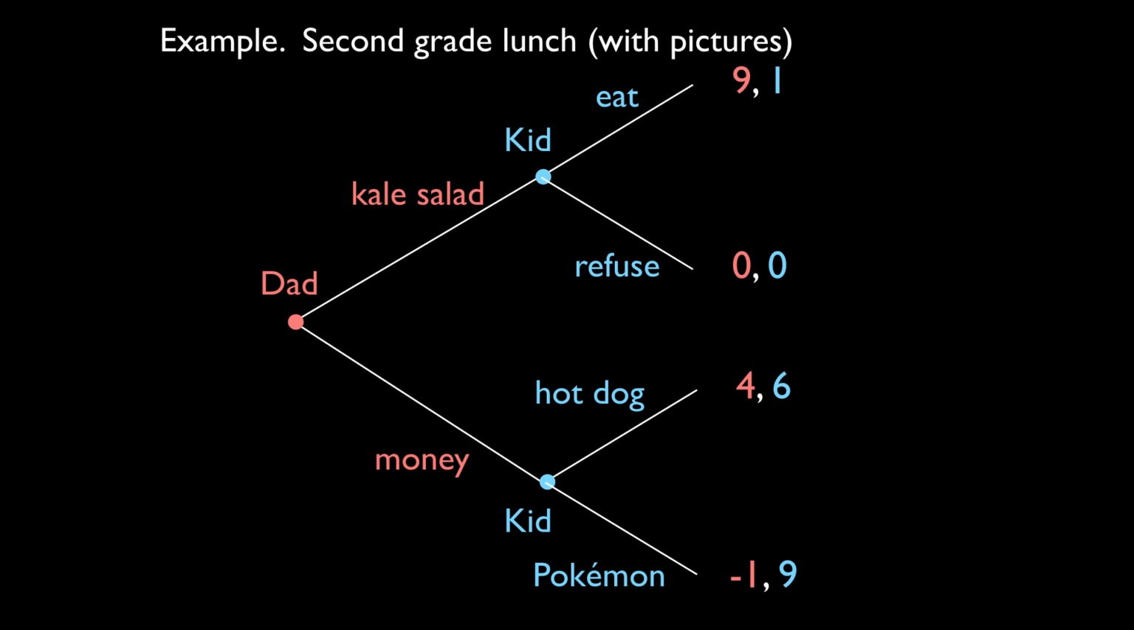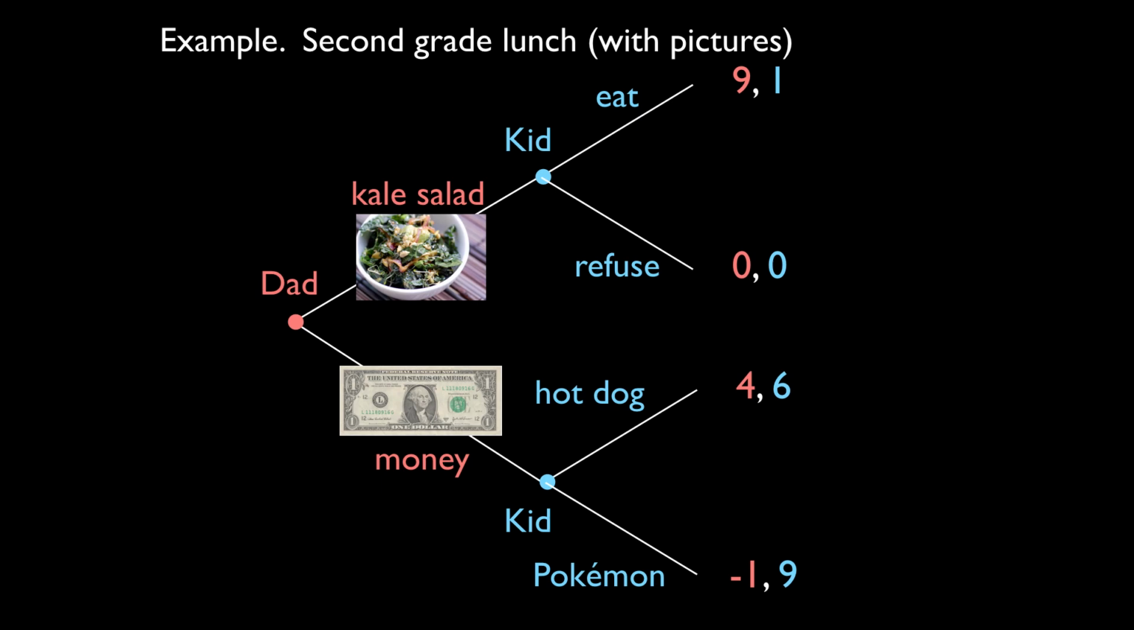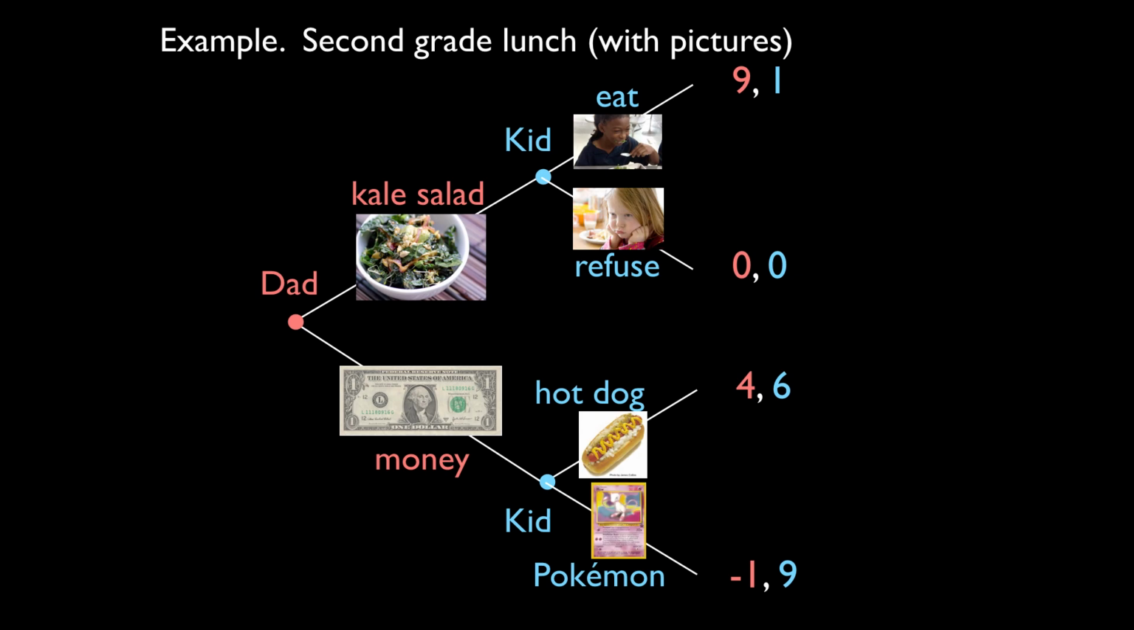This is the version with the pictures. So the yummy kale salad or money. The kid can either eat it or buy something for $1. In Manhattan you can still buy a pizza slice for $1. You can buy something at Costco, a hot dog for $9. You can eat or refuse, and then you can buy the hot dog or something.